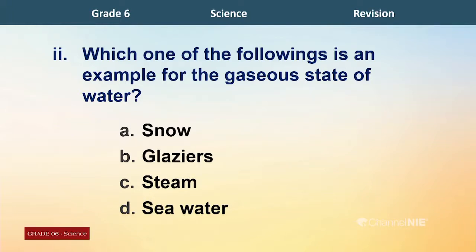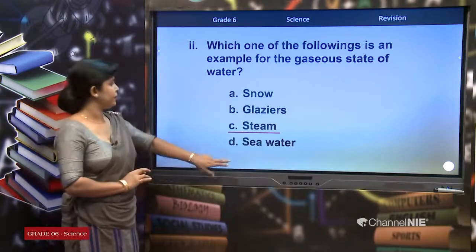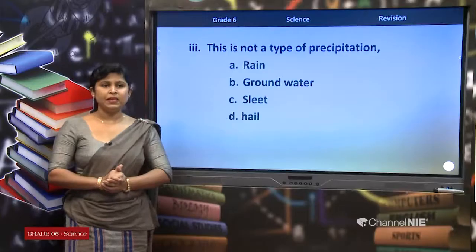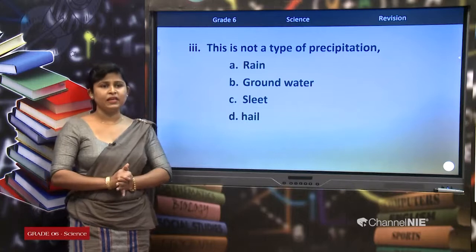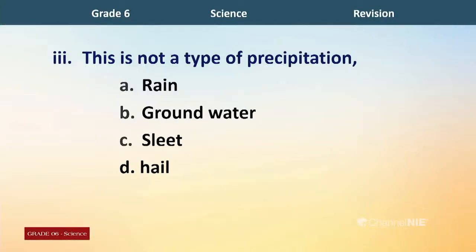Then you can say the answer is steam, because steam and water vapor are considered as the gaseous state of water. Look at the third question. This is not a type of precipitation. What do you mean by precipitation? Can you remember the word precipitation? Yes, precipitation means the ways we get water. There are different methods of getting water to the earth. That is known as precipitation.